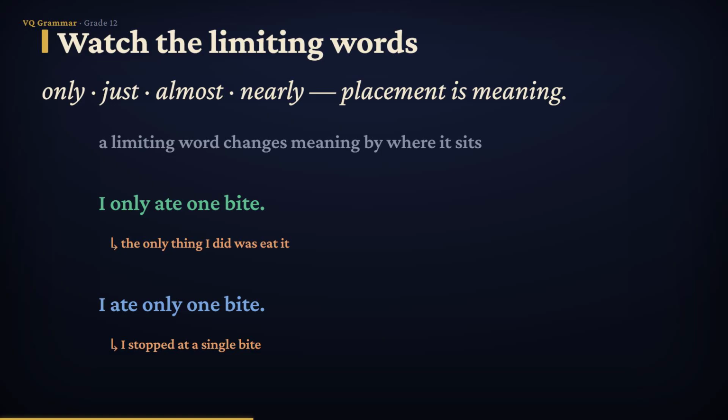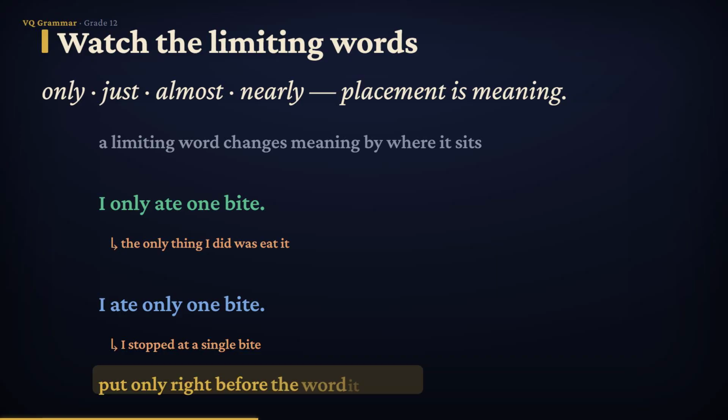The rule is simple. Put only or just or nearly right in front of the exact word you mean to limit. Now the second kind of trouble, and it's sneakier, the dangling modifier. This time, the problem isn't just where the phrase sits. It's that the word the phrase is supposed to describe never shows up at all.